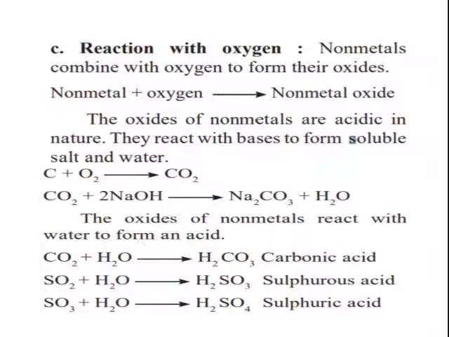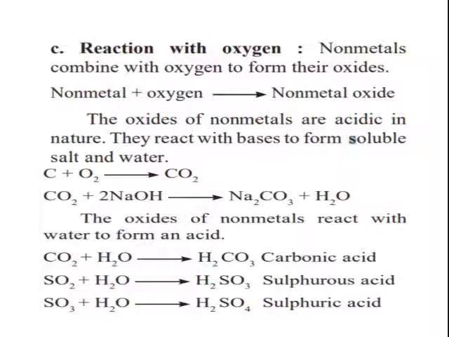Now let's see the reaction with oxygen. Non-metals combine with oxygen to form their oxides. So the equation will be non-metals plus oxygen gives out non-metal oxide. The oxides of non-metals are acidic in nature. They react with bases to form soluble salt and water. For example, carbon plus O2 gives out CO2. CO2 plus 2NaOH gives out Na2CO3 plus H2O.